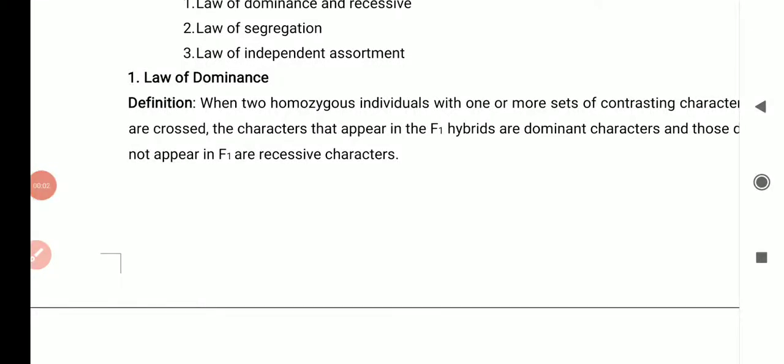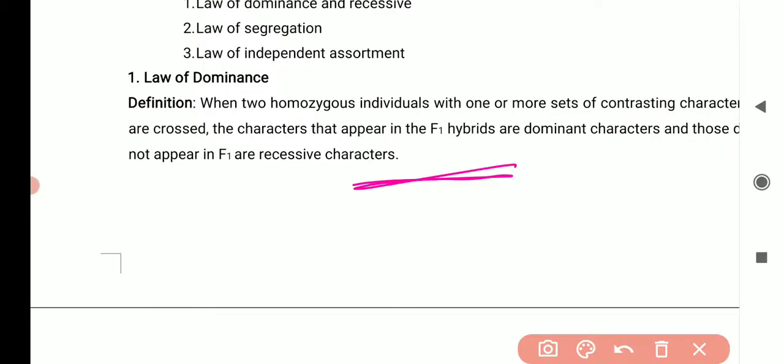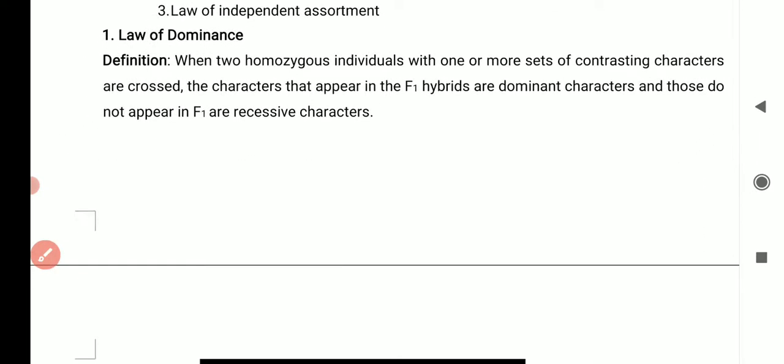Okay, so let's look at the first law. That is the law of dominance. When two homozygous individuals with one or more sets of contrasting characters are crossed, the characters that appear in the F1 hybrid are the dominant characters, and those that do not appear in the F1 are the recessive characters. Simple enough from what is already written.